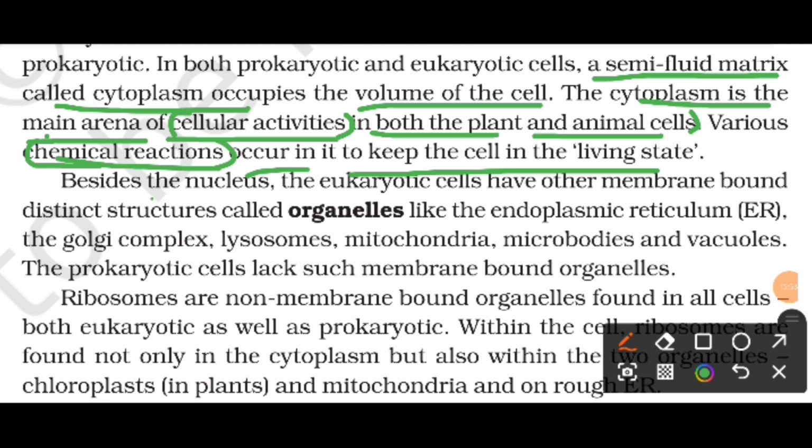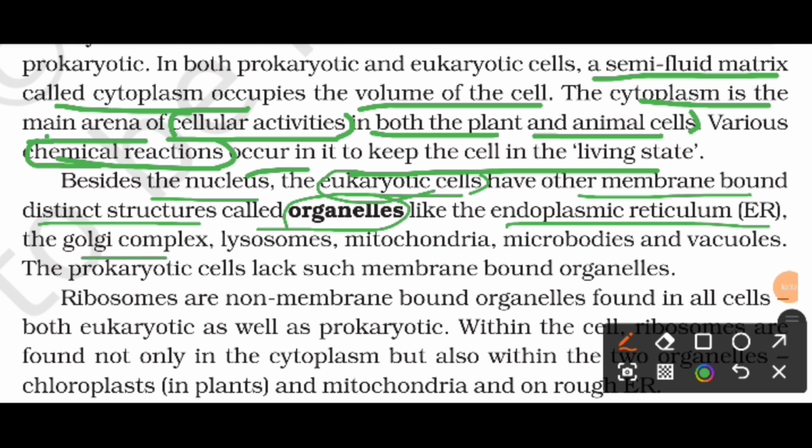Besides the nucleus, only the eukaryotic cells have other membrane-bound distinct structures called organelles. So what are organelles? They are membrane-bound distinct structures. The different types of organelles present in eukaryotic cells are endoplasmic reticulum, Golgi complex, lysosomes, mitochondria, microbodies, and maybe some vacuoles. Whereas the prokaryotic cells lack such membrane-bound organelles.